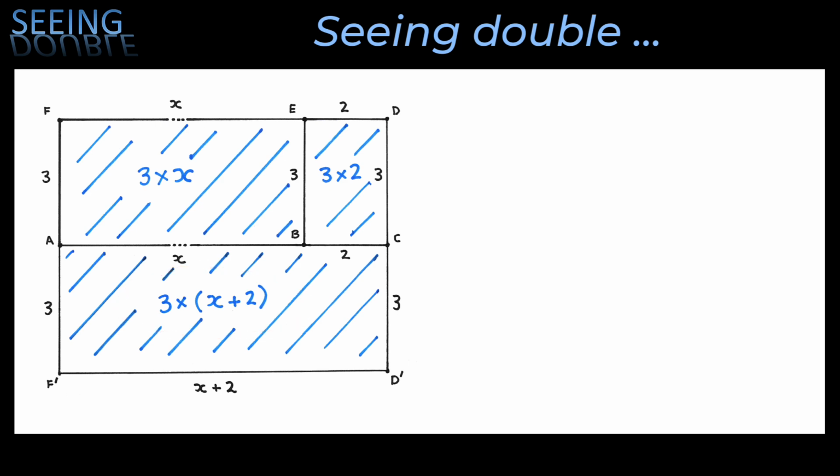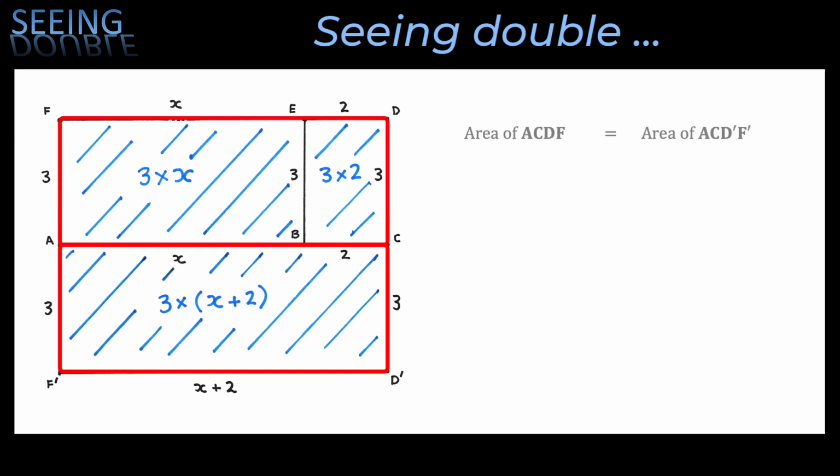How does this new rectangle ACD''F' relate to the object studied previously? Well, due to the nature of the points D' and F', the rectangle ACD''F' is a reflection of the rectangle ACDF, and so these rectangles must be of equal area.